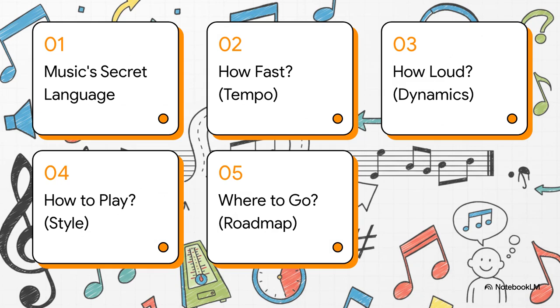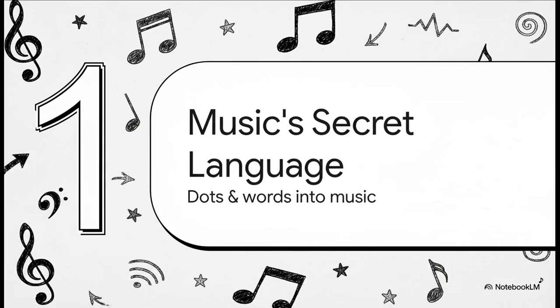So, we've split this journey into 5 simple parts. We'll start with why this stuff even exists. Then we'll get into speed and volume, how to actually play the notes, and finish up with the musical road signs that show you where to go. Okay, first things first. You have to realize these terms aren't just fancy jargon to make things difficult. They're literally the composer talking directly to you. They're trying to share an emotion or a story. And these words and symbols, well, that's how they do it.